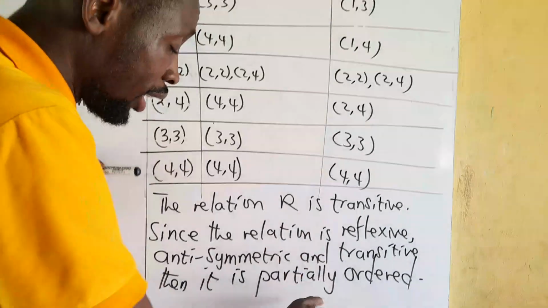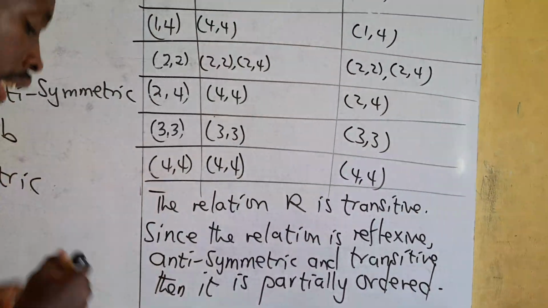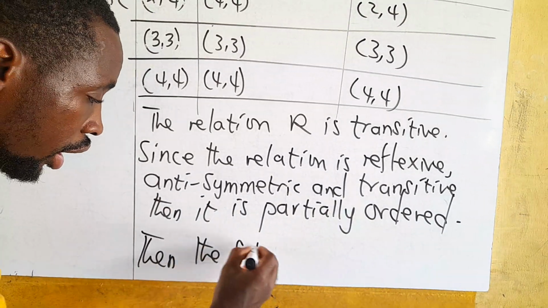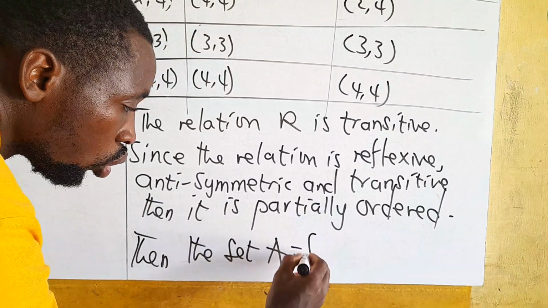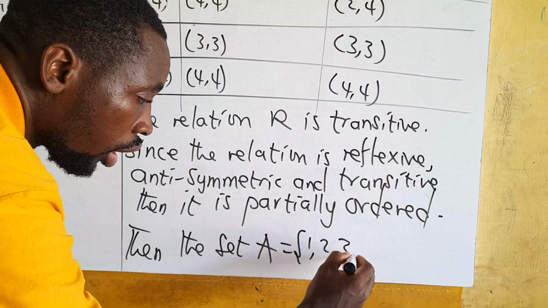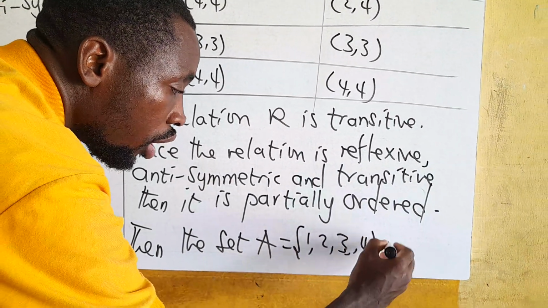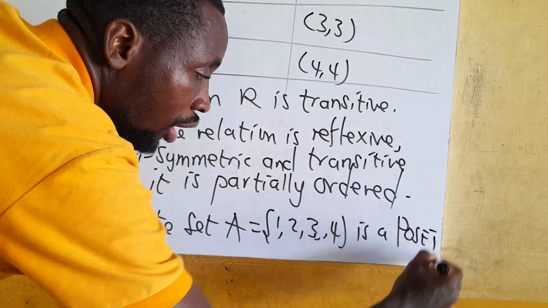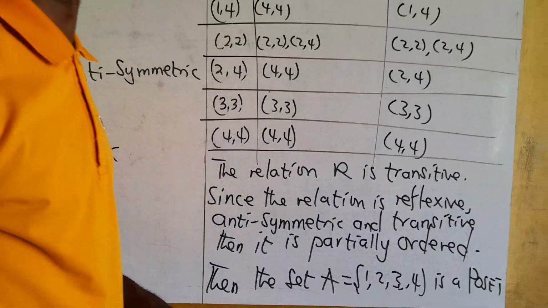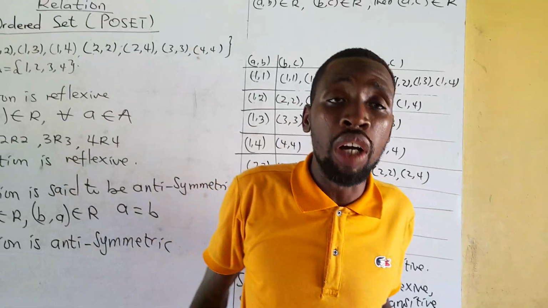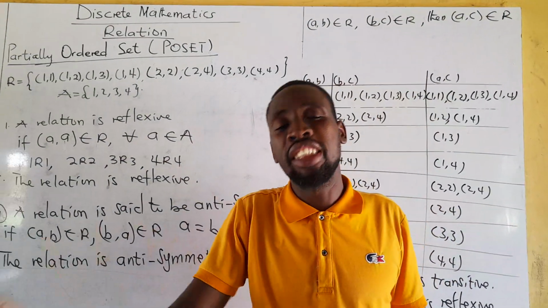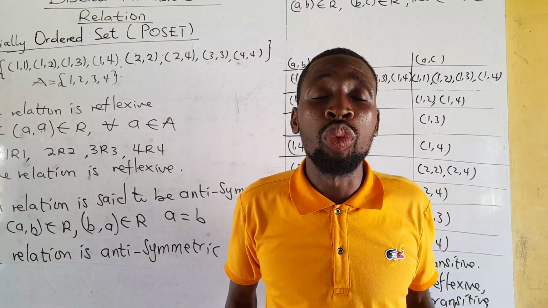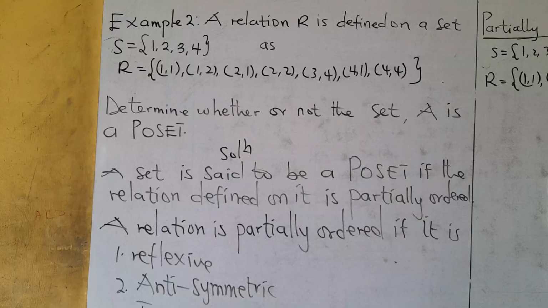As far as the relation is partially ordered, then the set A equal to {1, 2, 3, 4} is a POSET. I hope you get that. So as far as our relation is partially ordered, then the set on which the relation is defined is a partially ordered set. I hope you get that. We'll solve another example on this so that you get the concept.